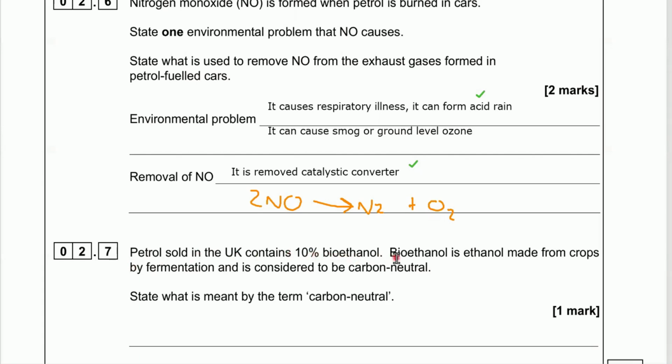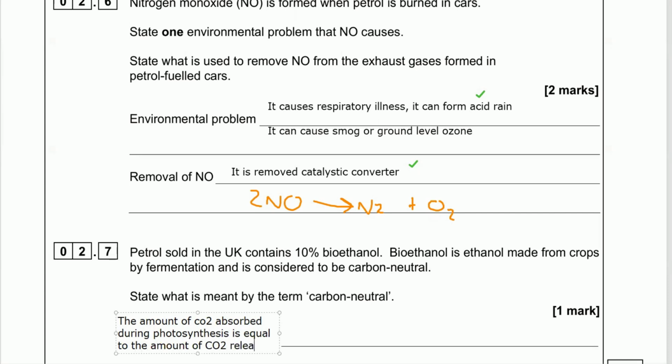Right, 2.7. I think this is the final question. Petrol sold in the UK contains 10% bioethanol. Bioethanol is like alcohol that's made from crops by fermentation and is seen as carbon neutral. State what's meant by the term carbon neutral. So a carbon neutral crop is one because when it photosynthesizes, it absorbs CO2. So 6 molecules of CO2 are absorbed during photosynthesis.